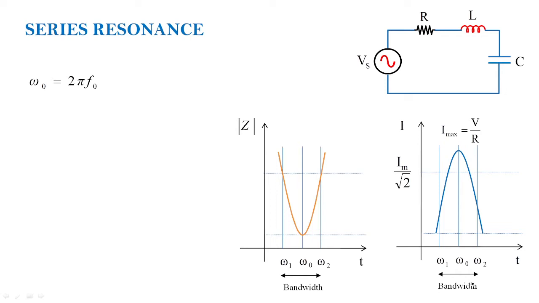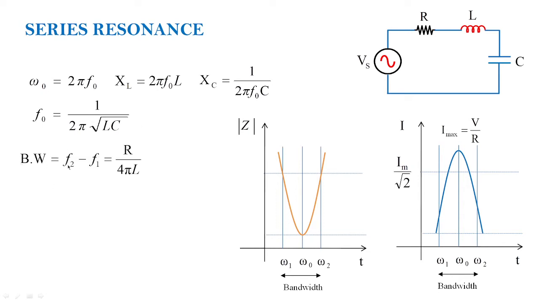When you look into the formulas, the angular resonant frequency is 2πf0, where the inductive reactance is given by 2πf0L, and the capacitive reactance is given by 1 by 2πf0C. The resonant frequency for the series RLC circuit is 1 by 2π√(LC). The bandwidth, which is the difference of the upper cutoff frequency and the lower cutoff frequency, is R by 4πL. You can also determine the lower cutoff frequency f1 = f0 - R/4πL, and f2 = f0 + R/4πL.